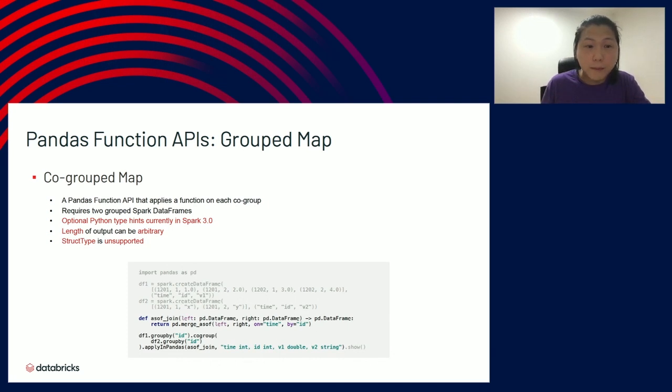Lastly, the co-grouped map Pandas Function API. This works similarly to the group map Pandas Function API, but it can perform with two different data frames. For instance, if you have two data frames grouped by the same condition, you can actually do something like an as-of join or things like that, and then you can combine to a single data frame. So it's pretty useful.